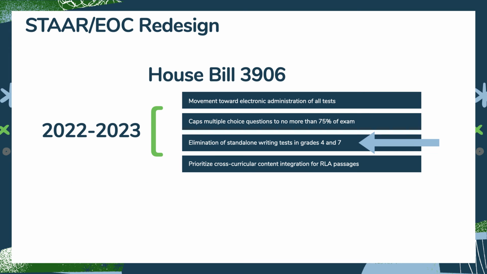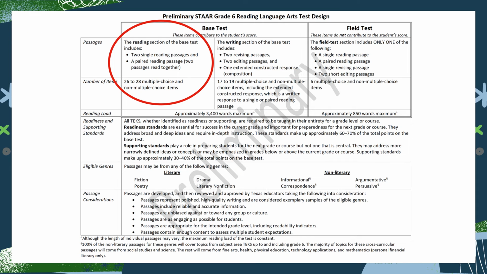The last thing we want to touch on is how that writing content is going to be blueprinted onto the new STAAR and EOCs. Preliminary blueprints for each grade level have been released, and it'll be important for you to go and locate the blueprint for the grade level that you teach and just familiarize yourself with it. The blueprint gives a breakdown of which items will contribute to the student's score and those that are field tested.